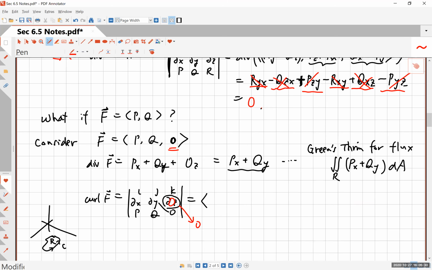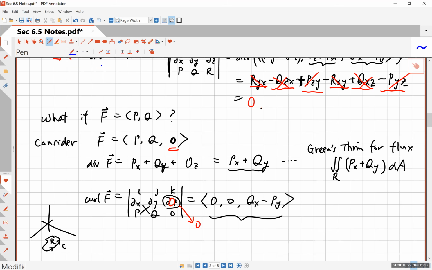So let's go ahead and put zero in here. You see what happens here? It's going to be zero minus zero. That's zero. Then for the second component, it's negative of this minus that. But again, it's the partial of zero with respect to x minus the partial of P with respect to nothing, so that's going to be zero. So what really matters is only the last component, and the last component will be Qx minus Py. You may have heard this before.